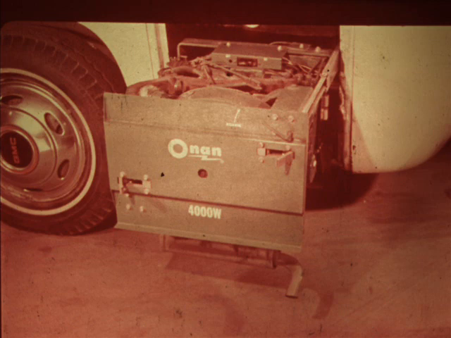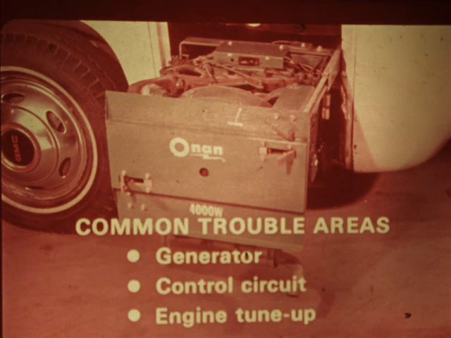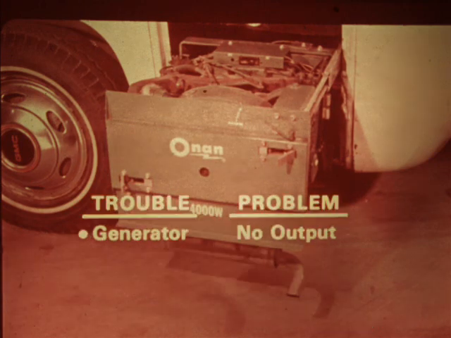When problems arise, they usually occur in one of 3 basic areas: the generator, the control circuit, or the engine. We're going to discuss the most common problems in these areas and explain how to repair them. Usually, a specific symptom or malfunction indicates a problem in a specific area.